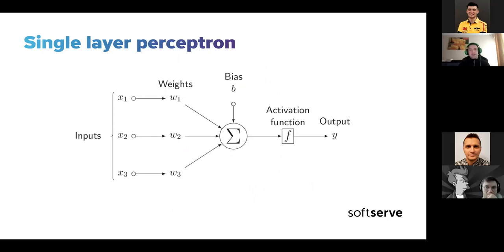This is also called a single layer perceptron. Perceptron is the original name of this structure from the times when it was invented. Perceptron stands for percept, so it perceives the signals and produces the output. This is the single layer perceptron. It has just one neuron, three inputs and one output. However, you could combine these perceptrons into a network and you're going to have a multiple layer perceptron, which we'll observe in a moment.